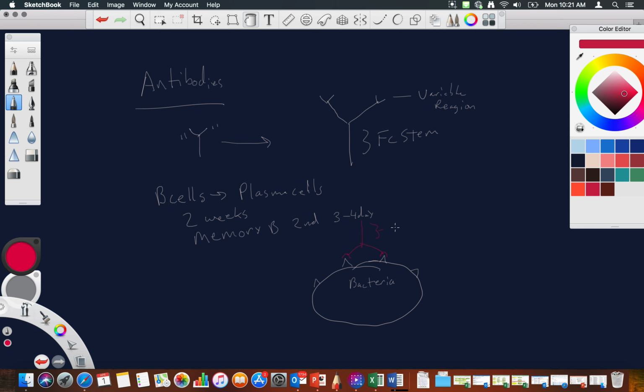Once you have this antibody attached to the antigen, the Fc stem acts as a flag for phagocytosis. So if you remember from the steps of phagocytosis video, macrophages and different phagocytic cells would have Fc receptors which allow the easy attachment of the antigen.